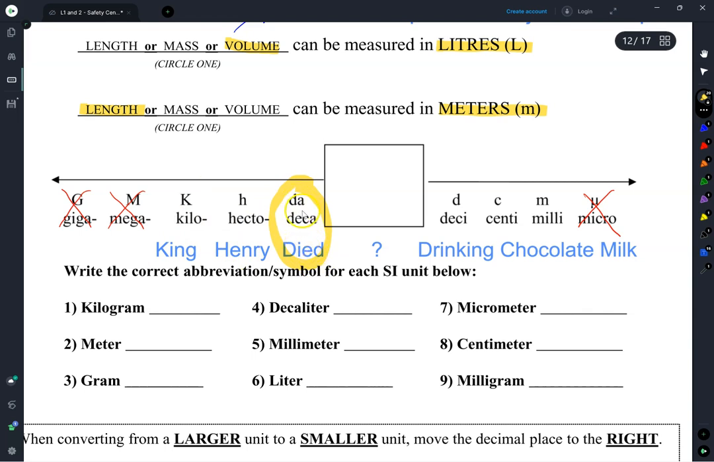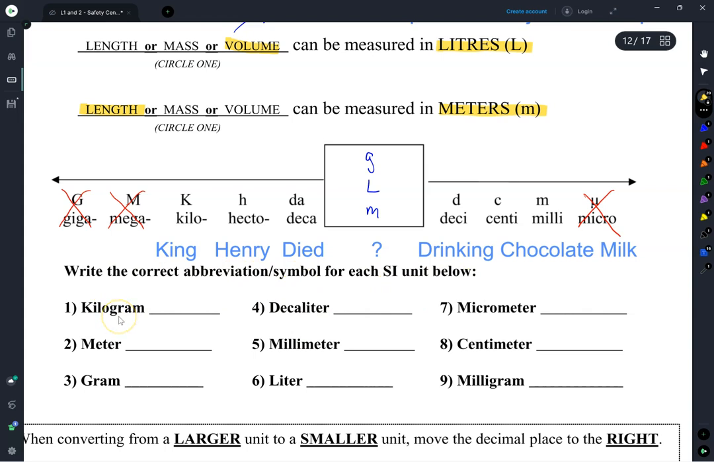Now, of course, it's kind of spelled weird, but whatever. Now, the question mark, how did he die, refers to whatever base unit you are using. So if you're measuring mass, then use g. If you're measuring volume, use L. If you're measuring distance, use m. So whatever you're using the metric system for, use that symbol here. But only pick one symbol at a time. Next, we have drinking for deci, chocolate for centi, and milk for milli. Alright, so once again, King Henry died, spelt weird. How did he die? So what units are you using? Drinking chocolate milk. Alright, so let's practice by writing the correct abbreviation or symbol for each SI unit below.